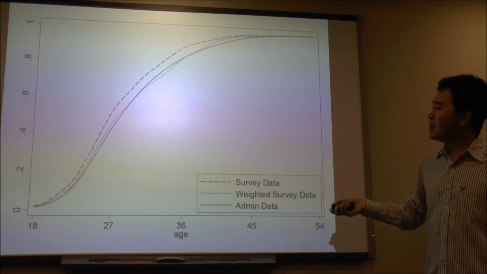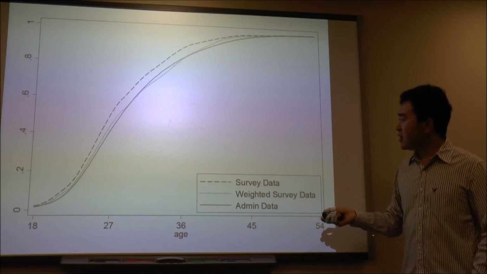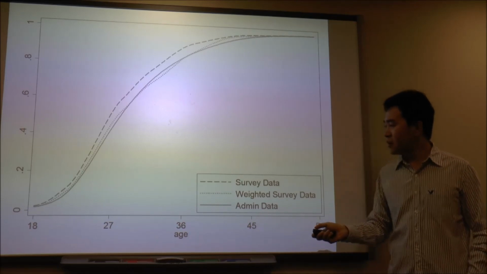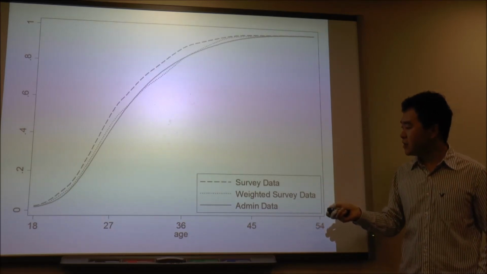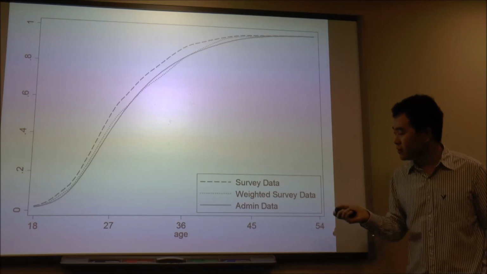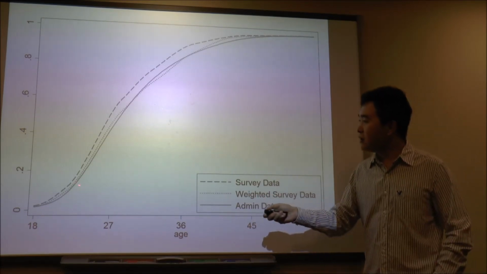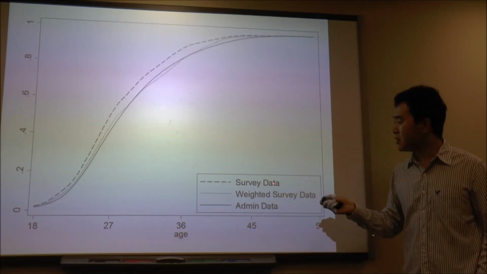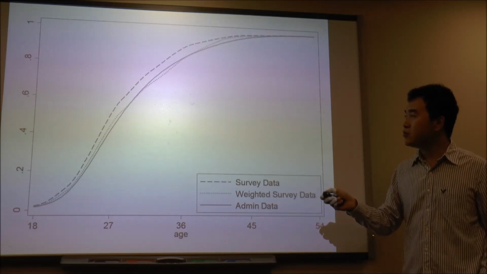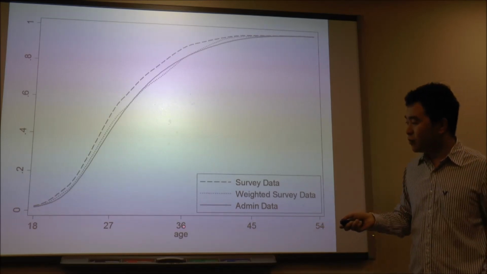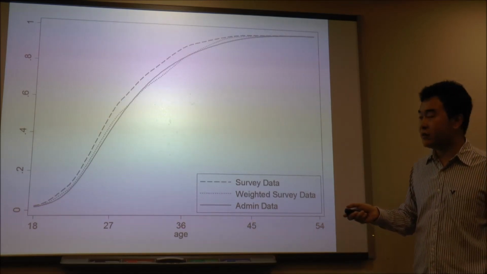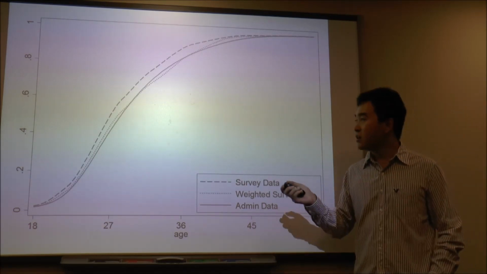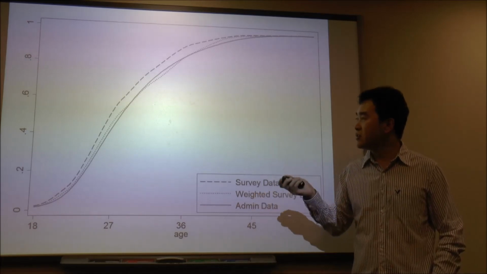And to make it clearer, I show the cumulative density function of age that I plot from the survey data, the administrative data, and the weighted administrative data. Clearly, this line shows the survey data, and we see that on average the younger people are overrepresented, whereas the administrative data show that the average age is larger.